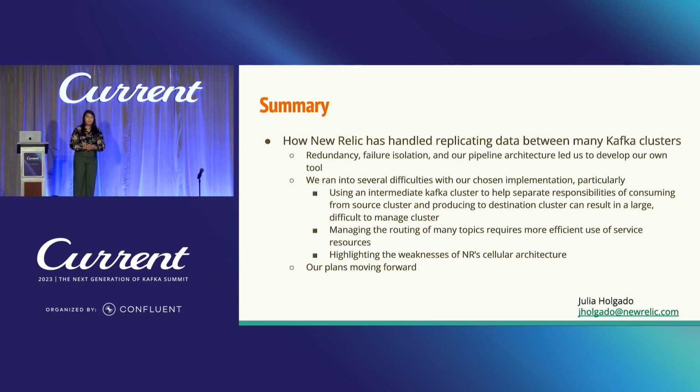So we've reached the end of the talk now. I've taken you through how New Relic has approached replicating data between different Kafka clusters, some of the difficulties we've encountered, partially due to how we've implemented cellular architecture, partially due to how we've accomplished routing between different Kafka clusters, and how we're trying to make that better. And hopefully I've given you an interesting take on this problem and maybe given you an idea for your own architecture. Thank you so much.